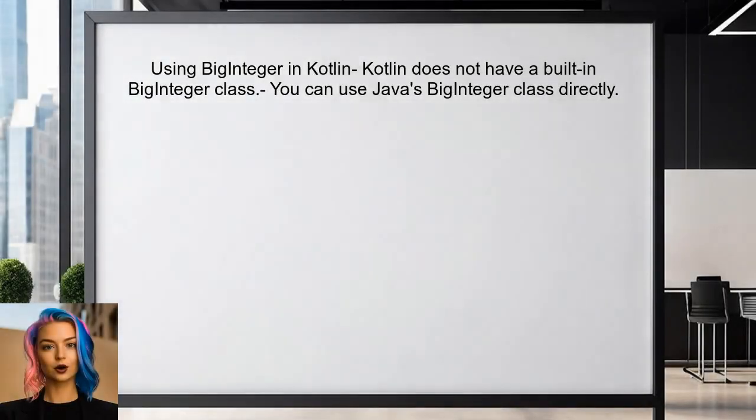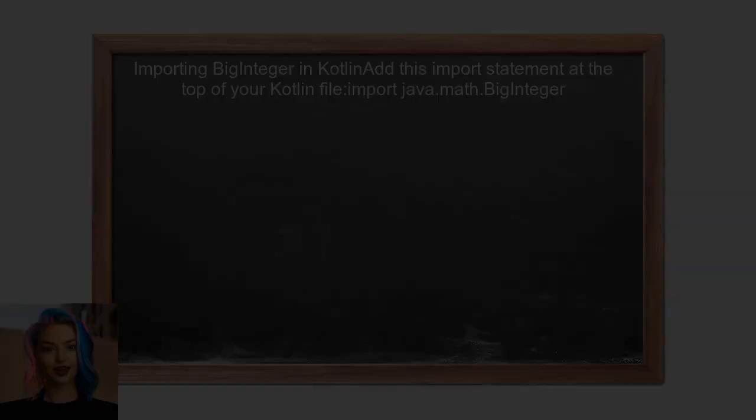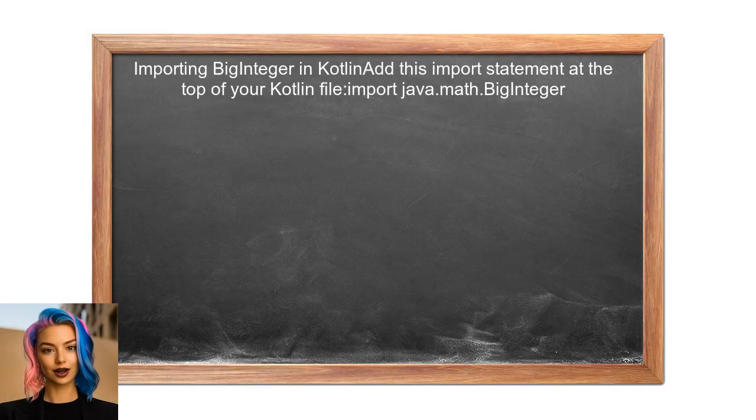To address the user's question about using BigInteger in Kotlin, we can start by noting that Kotlin does not have a built-in BigInteger class. However, it can seamlessly use Java's BigInteger class. The user can import the BigInteger class from Java by adding the appropriate import statement at the beginning of their Kotlin file. This allows them to utilize all the functionalities of BigInteger.